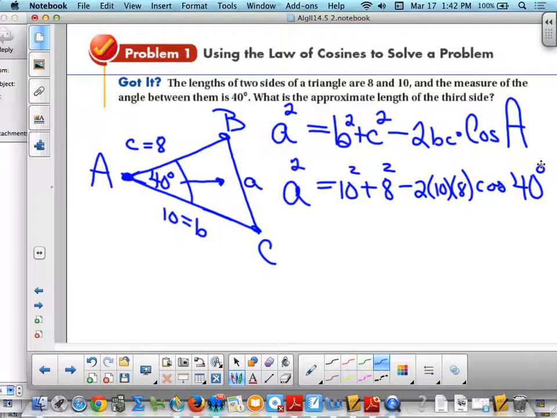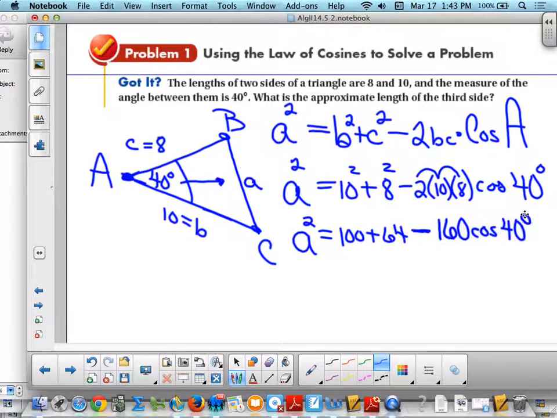Okay, if I did this, you already know that's 164, minus 20 times 8, which is 160. So it's getting easier looking. A squared equals 164 minus 160 times cosine 40. If I were you, I'd type in 164 minus 160 times cosine 40. So it's gonna be 4.